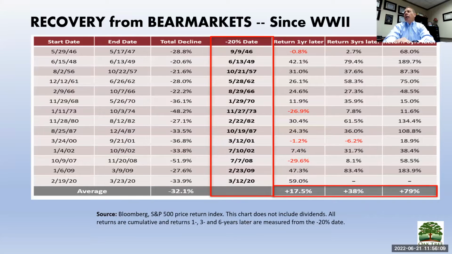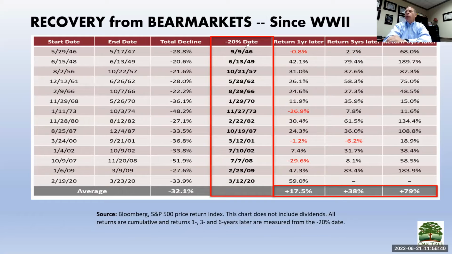What I wanted to highlight here is recovery from bear markets since World War II. I just wanted to give a little bit of perspective of looking at what's happened to markets when you look at this. So what's happened to the S&P 500 on a 1 year, a 3 year, and a 6 year basis after you've come out of a downturn. So for example, when we look at these downturns, you can see what we've had. We started at a 20% decline as a bear market.